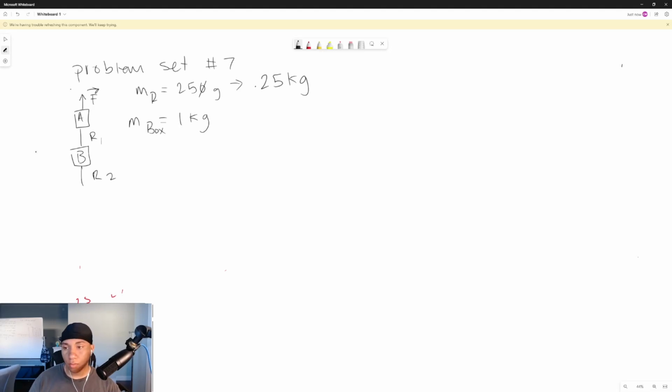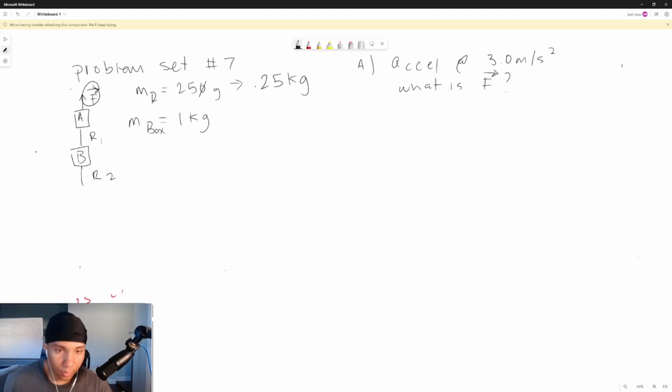So part A is asking us, what is the force that is pulling this box, pulling this contraption up, if it's accelerating at 3 meters per second squared? What is force F? So we can use a definition. Force is equal to mass times acceleration, right?